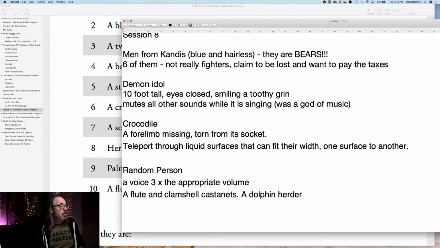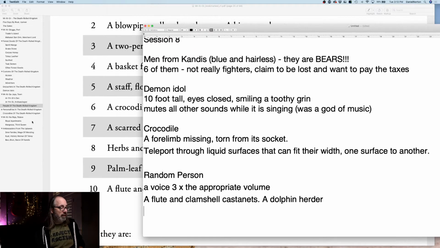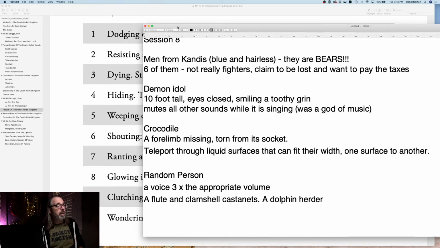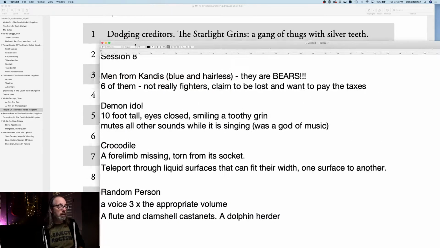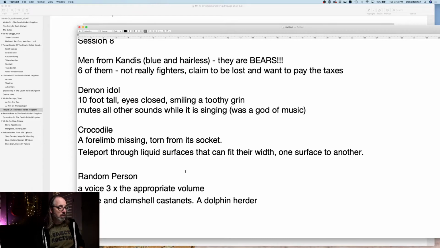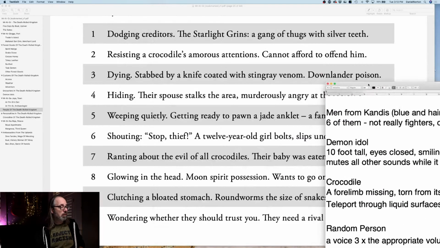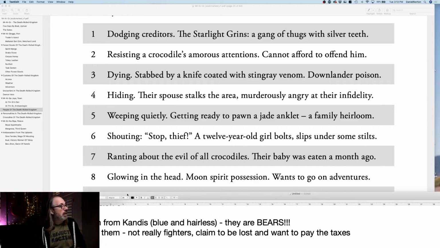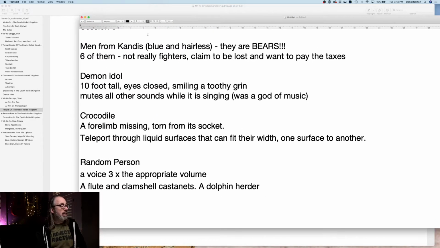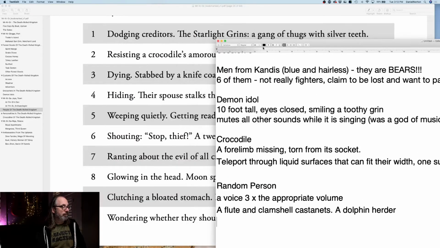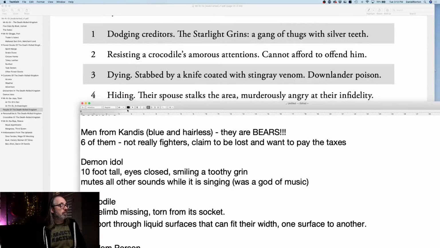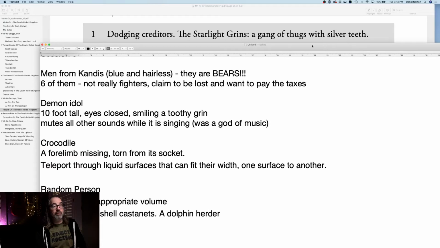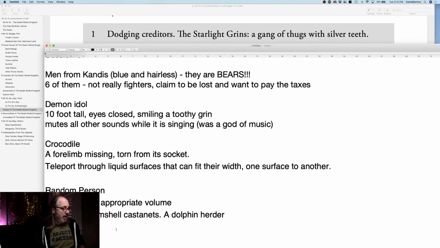Okay. And finally, what are they doing? Echo, pick a number between 1 and 10. Your random number between 1 and 10 is 8. 8. Oh, same thing. Wants to go on an adventure. I don't want to do that one again. So, Echo, pick a number between 1 and 8. Your random number between 1 and 8 is 1. 1. Dodging creditors. Ooh, okay.